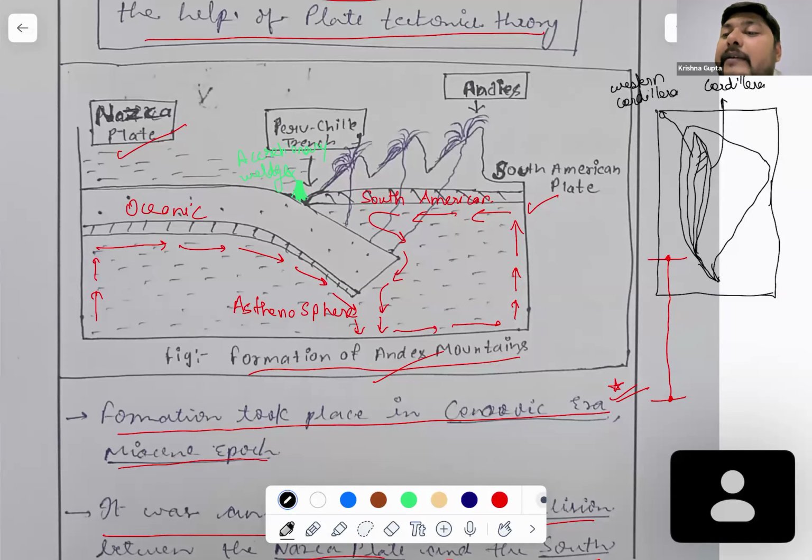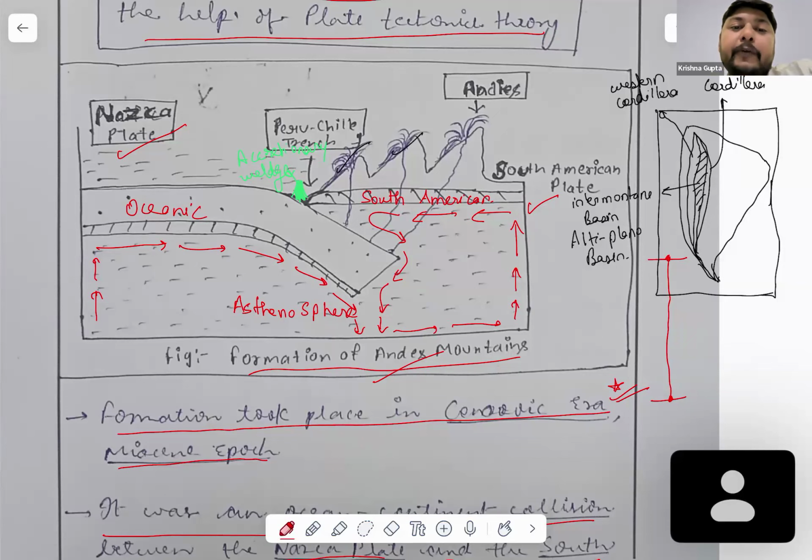And in between, this particular place is called the Intermountain Basin. And from the aspect of the Andes, it is called the Altiplano Basin. Okay, so this part we need to also specify here in all these three aspects. We need to specify here that this is Western Cordillera, this is Intermountain Plateau, and this is Eastern Cordillera.